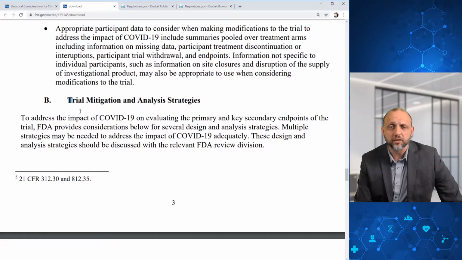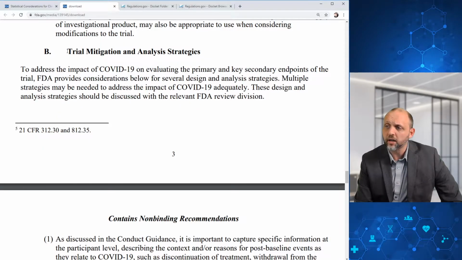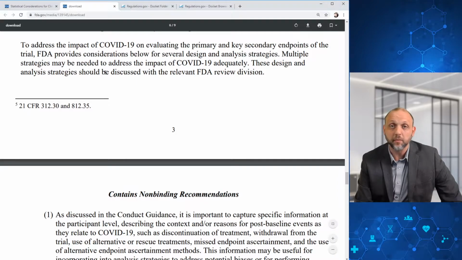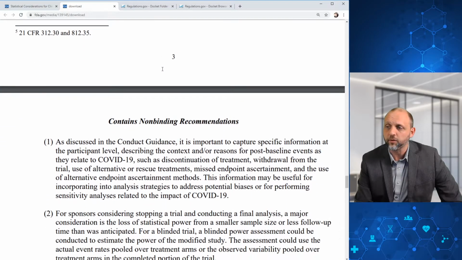So now we're going to address the third point you really want to take away from today's video, which is that there are several trial mitigation analysis strategies that FDA has laid out here in this guidance document. And here FDA says to address the impact on evaluating the primary and key secondary endpoints of the trial, FDA provides considerations below for several design and analysis strategies. Multiple strategies may be needed to address the impact of the public health emergency adequately. These design and analysis strategies should be discussed with the relevant FDA review division.